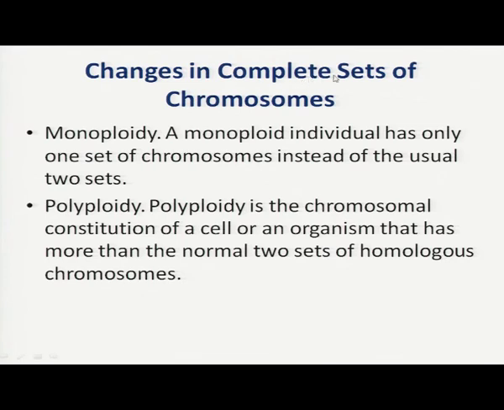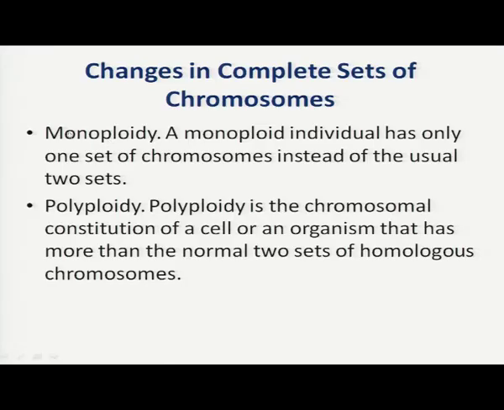Changes in complete set of chromosome. Till now we learned about changes in the structure and changes in the number of chromosome, but there will be a change in the complete set of chromosome. There are two types of changes in set of chromosome. One is monoploidy and second is polyploidy. In case of monoploidy, a monoploid individual has only one set of chromosome instead of the usual 2 sets.